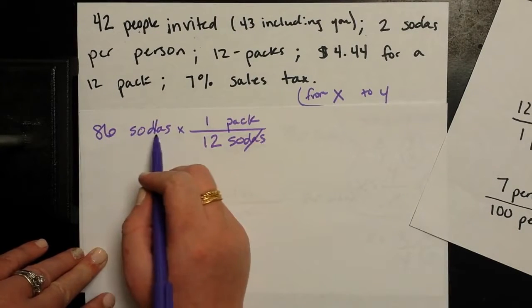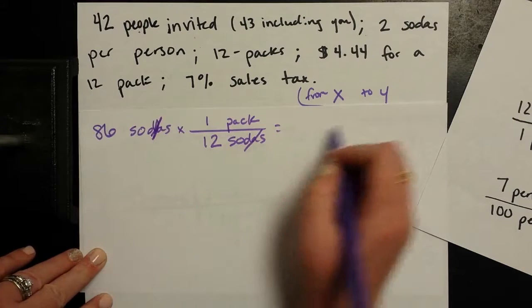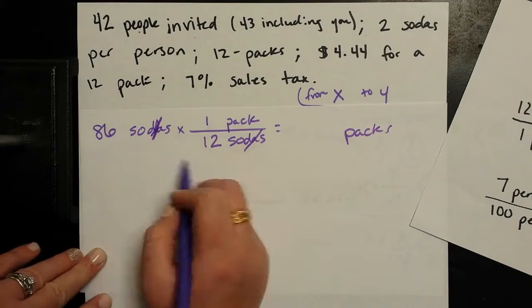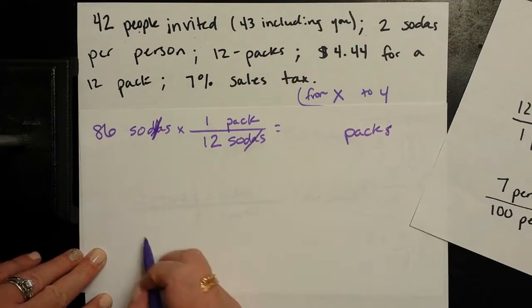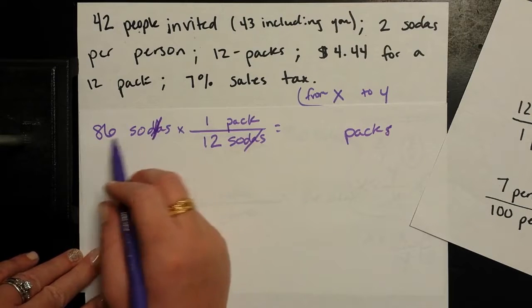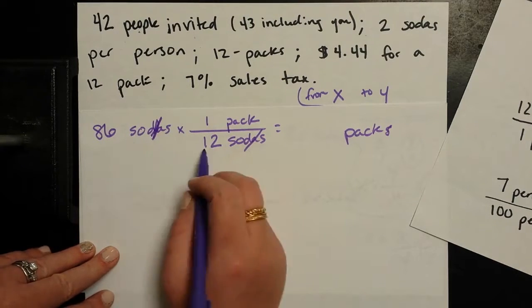Okay, so if I have 86 sodas and I'm getting them into packs, I know my answer will be in packs, probably, because that's not going to give me 1, so that'll be plural. And now I'm going to divide 86 by 12. But again, 86 times 1 over 12 is the same thing as dividing 86 by 12.